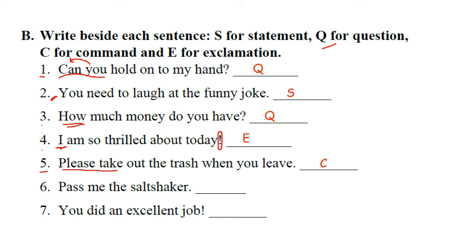Number 6, pass me the salt shaker. This is also a command. That's an order. Pass me the salt shaker. So this is also a command. Number 7, you did an excellent job. Do you see there are feelings within this sentence? So this one is an exclamatory.